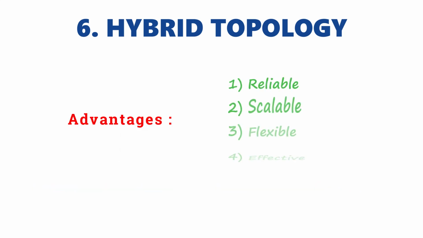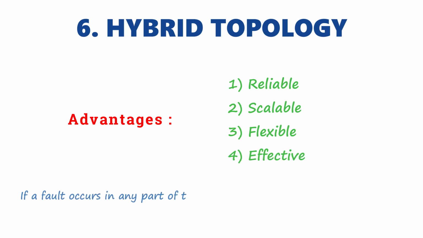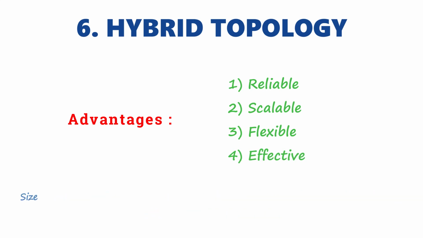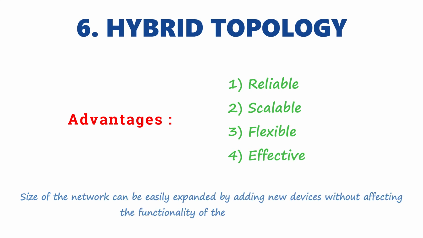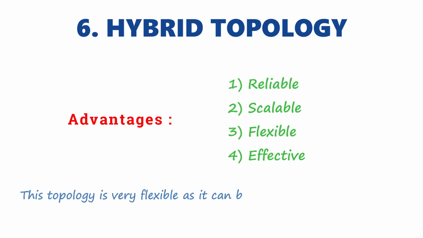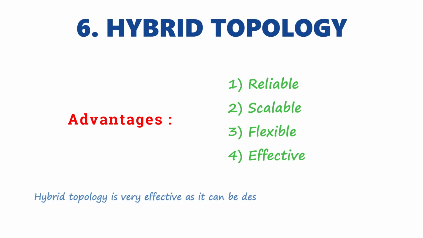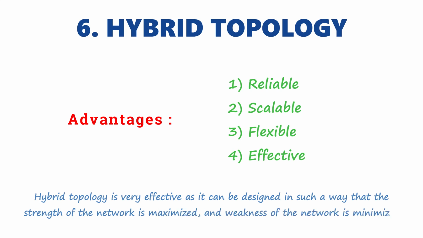Advantages of hybrid topology. If a fault occurs in any part of the network, it will not affect the functioning of the rest of the network. The size of the network can be easily expanded by adding new devices without affecting the functionality of the existing network. This topology is very flexible as it can be designed according to the requirements of the organization. Hybrid topology is very effective as it can be designed in such a way that the strength of the network is maximized and the weakness of the network is minimized.